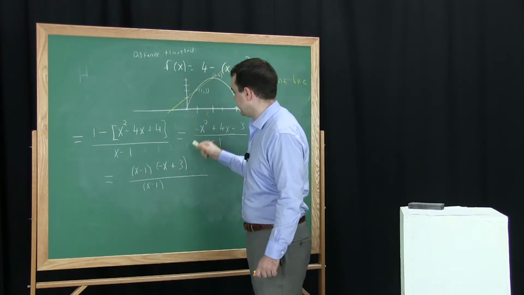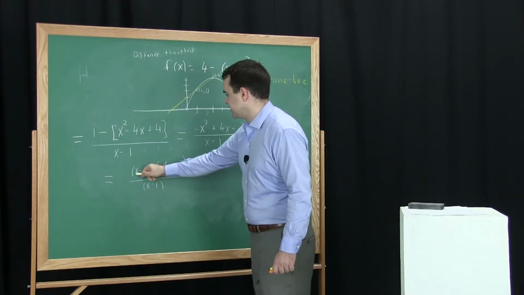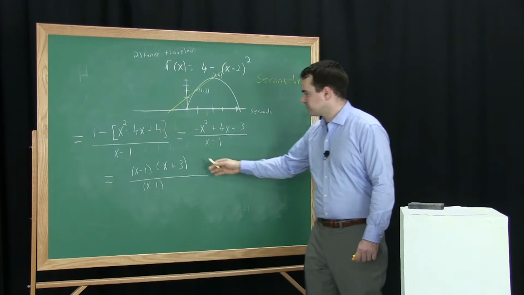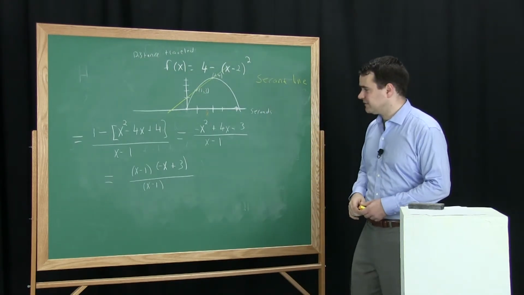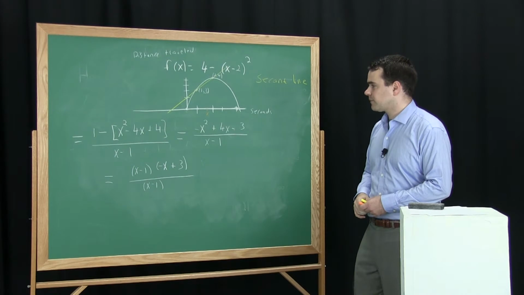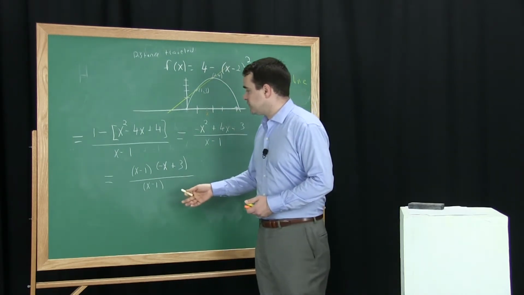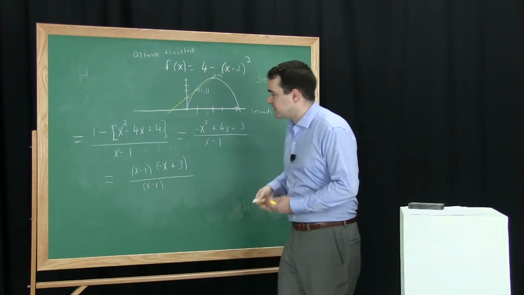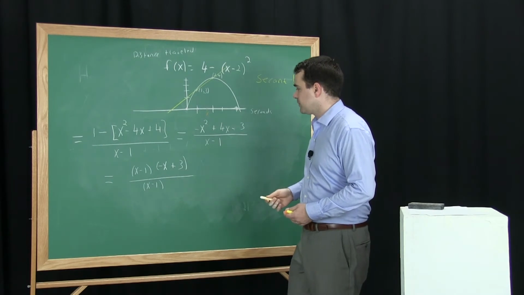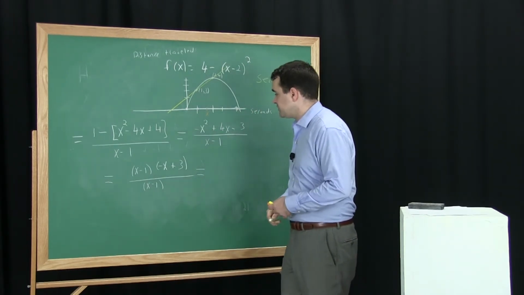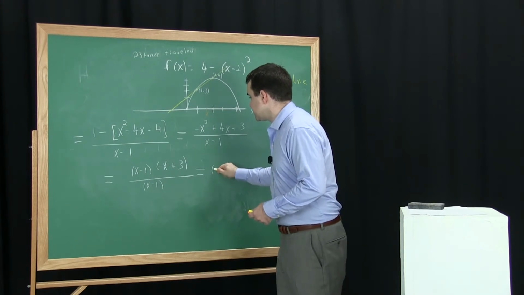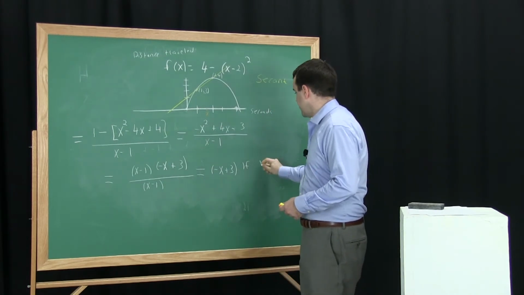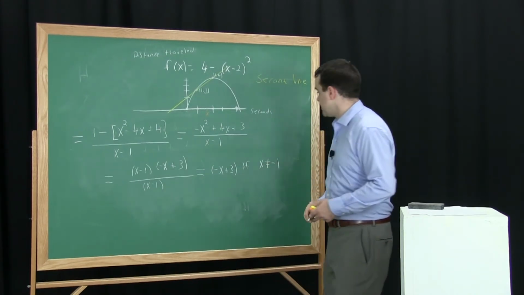I multiply them, I get negative x squared. I get plus x, then plus 3x gives me 4x. Then I multiply these two together, and I get a negative 3. So that's one way you can kind of reason out the factoring, if you like. And then it's still true that you can't plug in x equals 1 to this function, because you can't divide by 0. But it's also true that this function is just equal to negative x plus 3 if you know that x is not equal to 1.